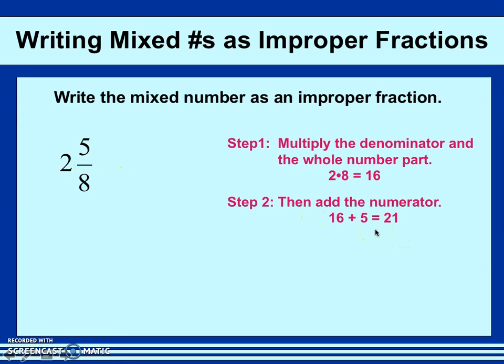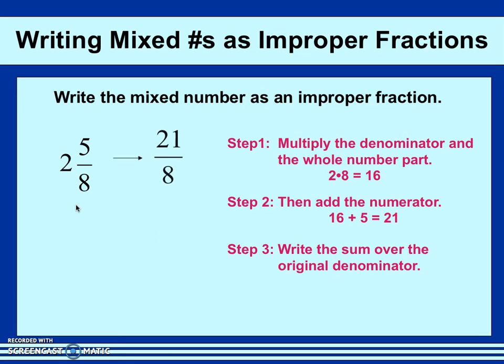And my last step then is to write that sum, the 21, over the original denominator of 8. So to write this mixed number as an improper fraction, I'm going to multiply 2 times 8, add the 5, put that number over the original denominator. So I get 21/8. Let's try it again.